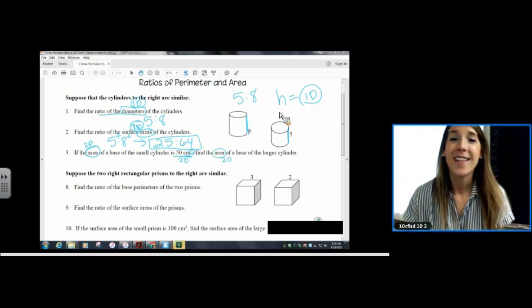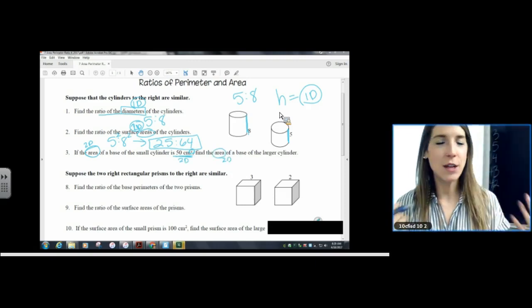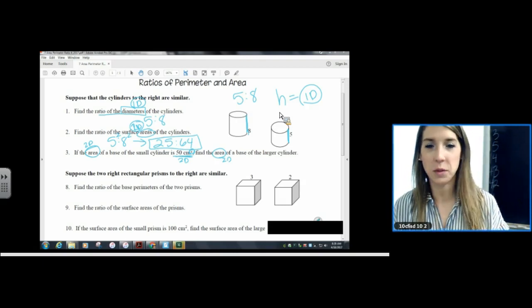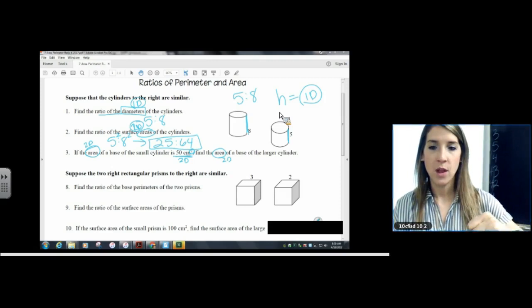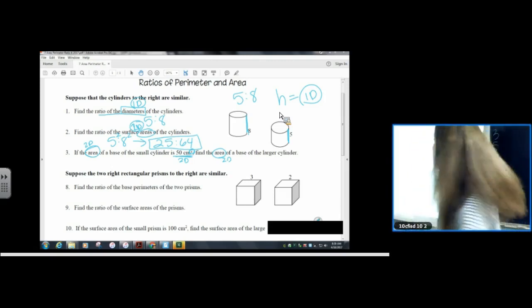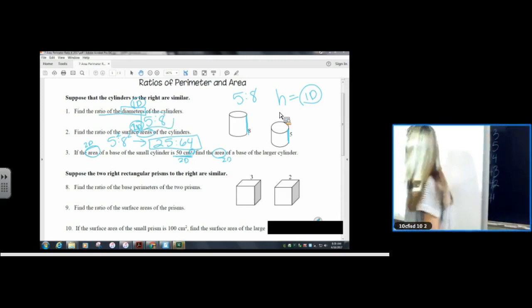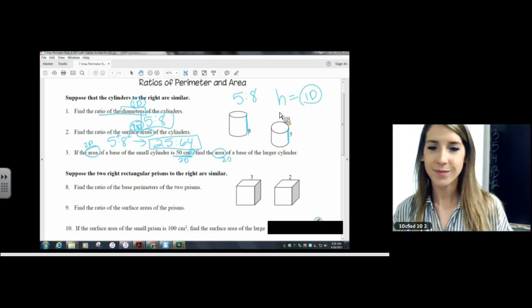You don't care that the base is a circle. You don't need to use pi r squared and find the area of a circle. We'll save that for next unit. All you need to know is what dimension you're in. So I'm going to use one of my ratios. Am I going to use 5 to 8 or 25 to 64?